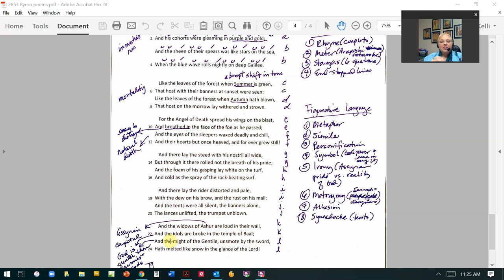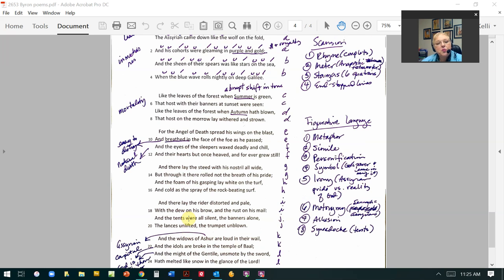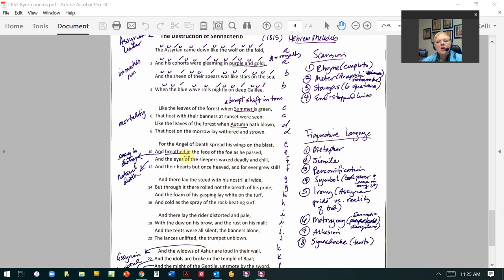So we do have synecdoche, I think, in the tents. The tents were all silent. The tents are silent because there's nobody in there, and so they're standing in for all of the different people that are supposed to be there. I've also pointed out things like in that second stanza, we see mortality. We see this abrupt shift in time. We use the seasons sometimes to represent the stages of life. So spring is youth, summer is adulthood, autumn is early senior age, and then winter is often old age, close to death.